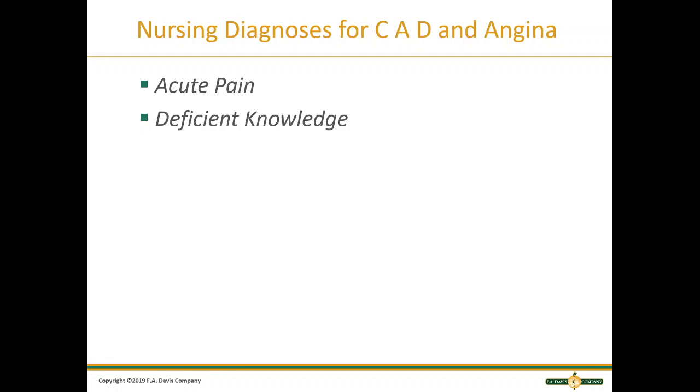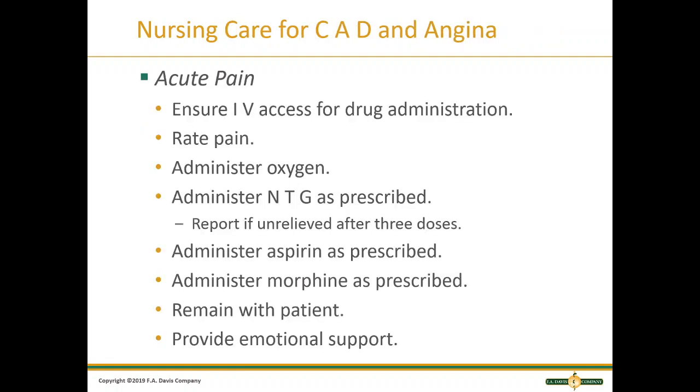Nursing diagnosis. Okay. Coronary artery disease and angina, acute pain. So IV access for drug administration. We want to help them rate their pain, find out if they're having severe pain. Oxygen, nitro as ordered. If it's not relieved in 3 doses, generally the order is you don't give more than 3 doses, or they should not take more than 3 doses without getting help. If it's not helping then, it might be too advanced.